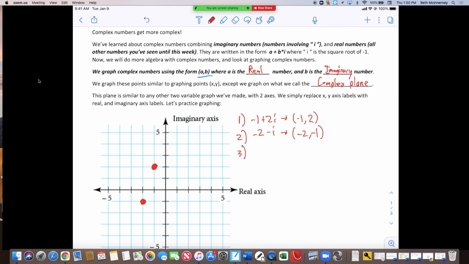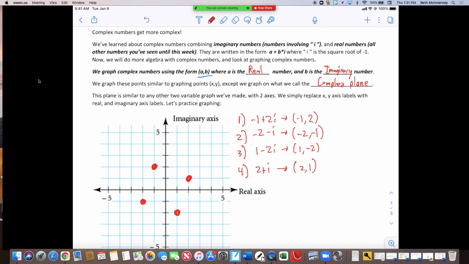Then we'll do 2 more real quick. 1 minus 2i. And that's going to be 1 comma -2, which is down here. And then we're also going to have 2 plus i. So it's going to give us 2 comma 1. Right there.